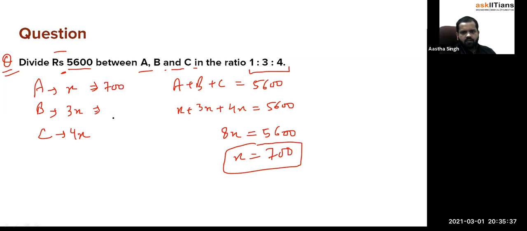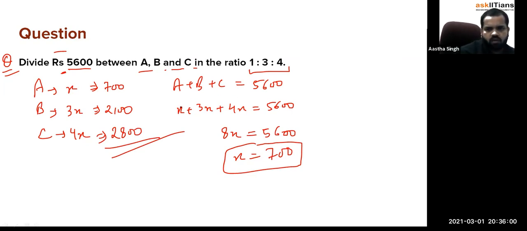Your 3x, 3 multiplied by x. x is 700. So 3 7s are 2100. 4 into x. x is 700. So 7 4s are 2800. Right? So the question was very easy. Divide 5600 between A, B, C. Like we have assumed the ratio as x, 3x, and 4x numbers. Just add them, find the value of x, put it back into the values x, 3x, and 4x. You will get the numbers. Okay.